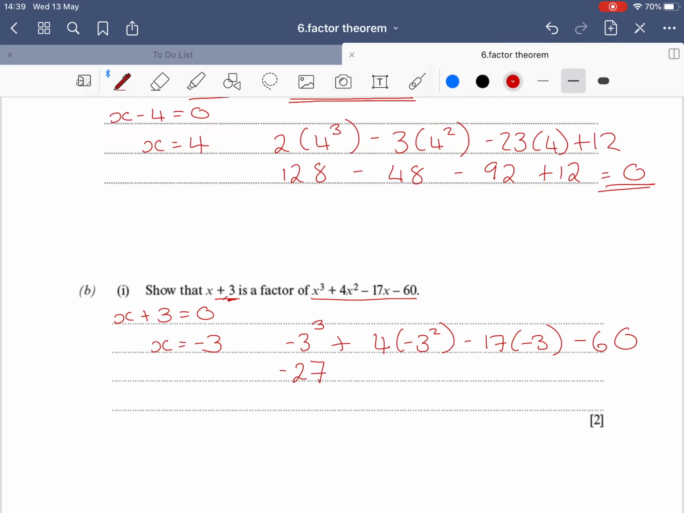Because minus 3 times minus 3 is positive 9, positive 9 times another minus 3 gives me minus 27. The next one, minus 3 squared is 9, and 9 times 4 is 36, so add 36. 17 times 3 is 51, and we've got minus 17 times minus 3, so that's positive 51, and then we're taking away 60. So we just need to double check it now. We've got minus 27 plus 36 plus 51, take away 60 gives you 0. As long as it equals 0, it is a factor.